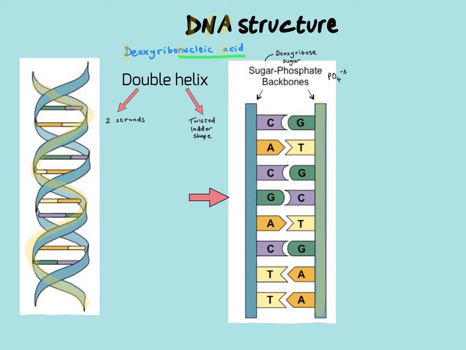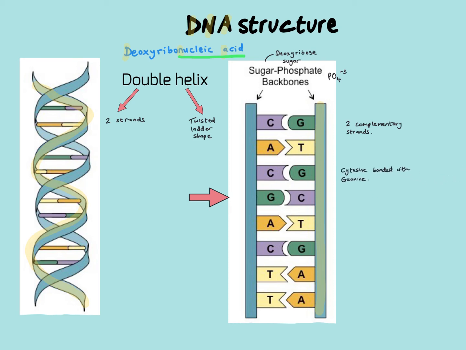So this is one strand on the left, this is another strand on the right. These strands are what we call complementary strands. And when we say they're complementary, it means that when there is a C nitrogenous base, there is always a G on the other strand. When there is an A nitrogenous base, there is always a T on the other strand. So that is what we call complementary base pairing.